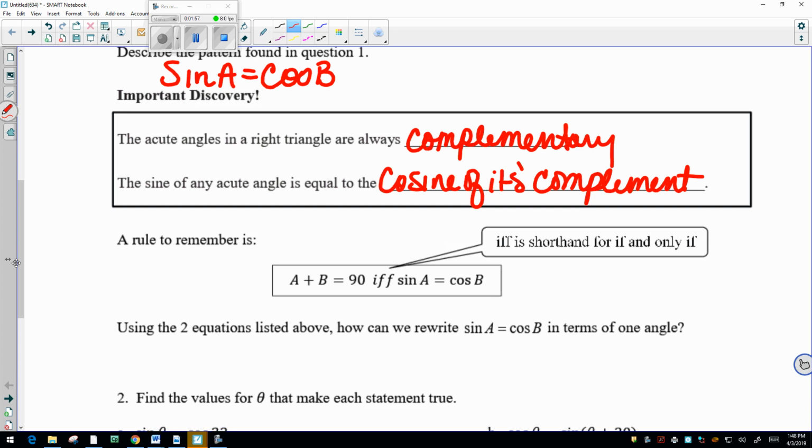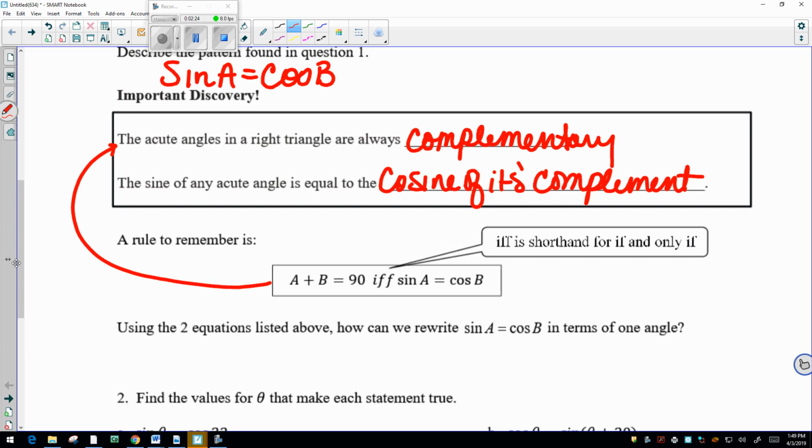Okay, so taking a look at the rules. If A plus B equals 90, so that's basically saying my two acute angles are complementary, so this is kind of like going with that first thing that we had here, then we can say that's going to be true if and only if the sine of angle A is equal to the cosine of angle B, or the sine of an angle is equal to the cosine of its complement.